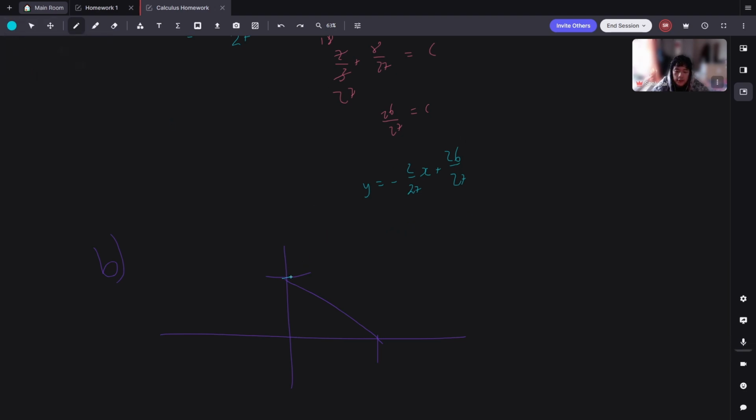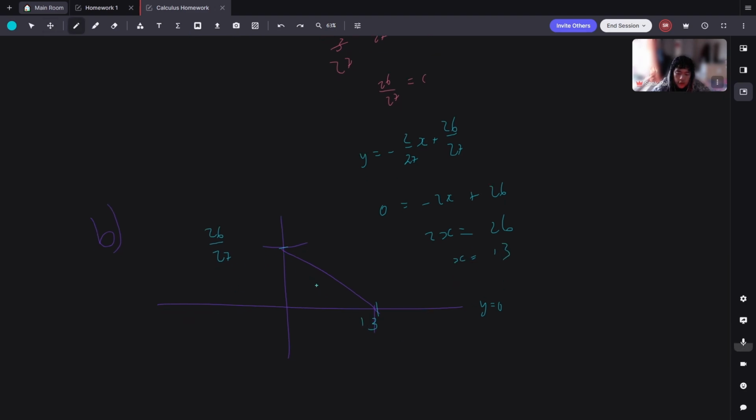So this is 26 over 27. And then this value is going to be whatever it is when y equals 0. So when this equals 0, so 0 equals minus 2x, I'm going to multiply both sides by 27, plus 26. So 2x equals 26. So x equals 13. So this is 13.